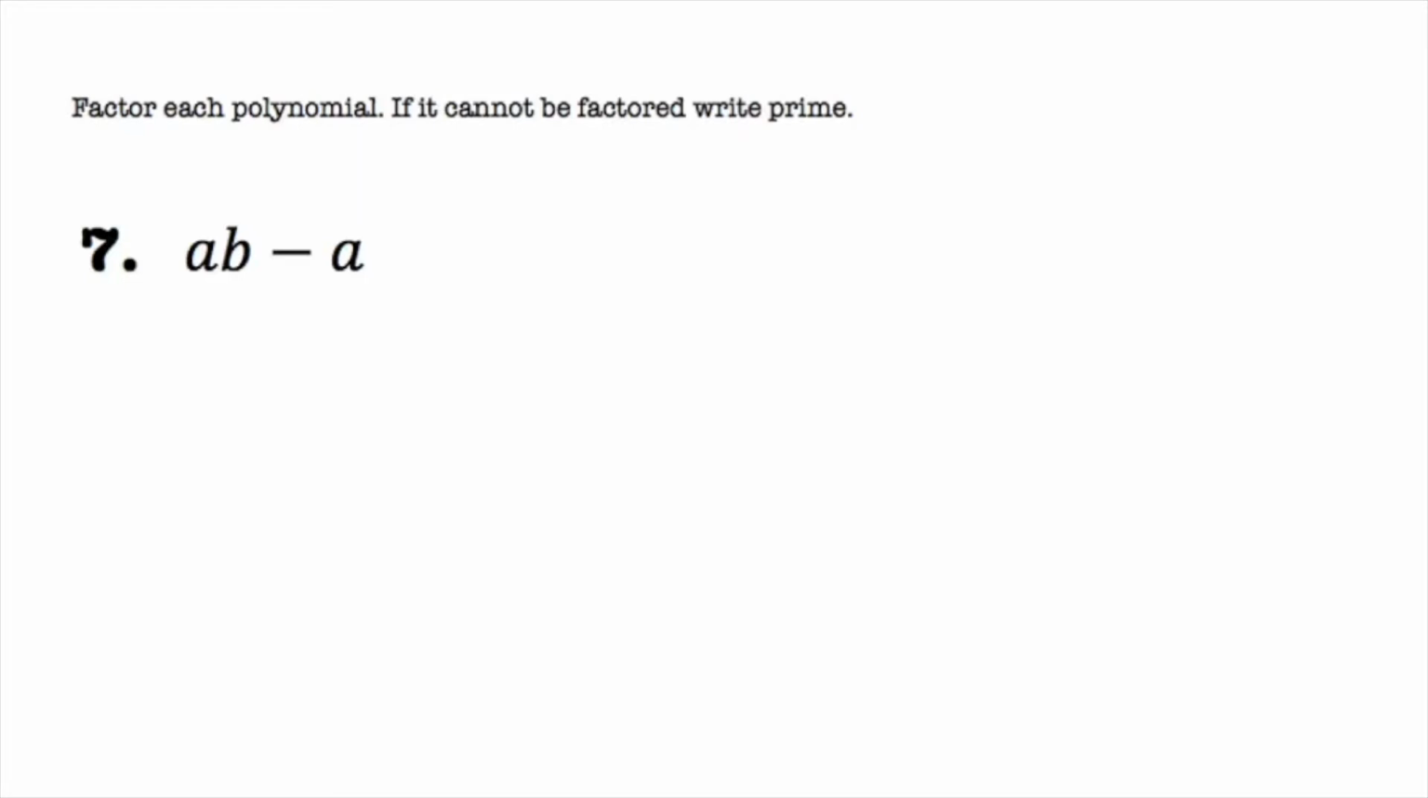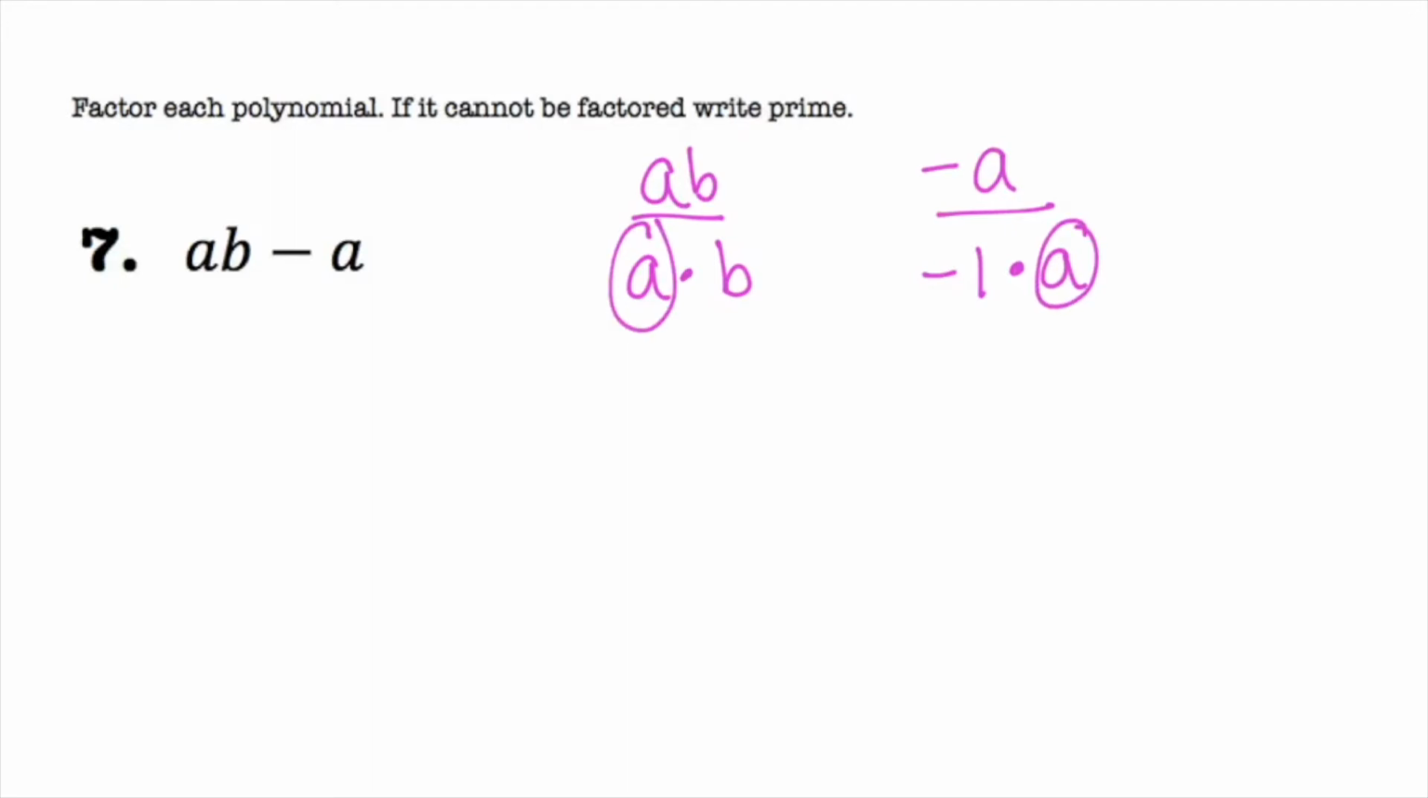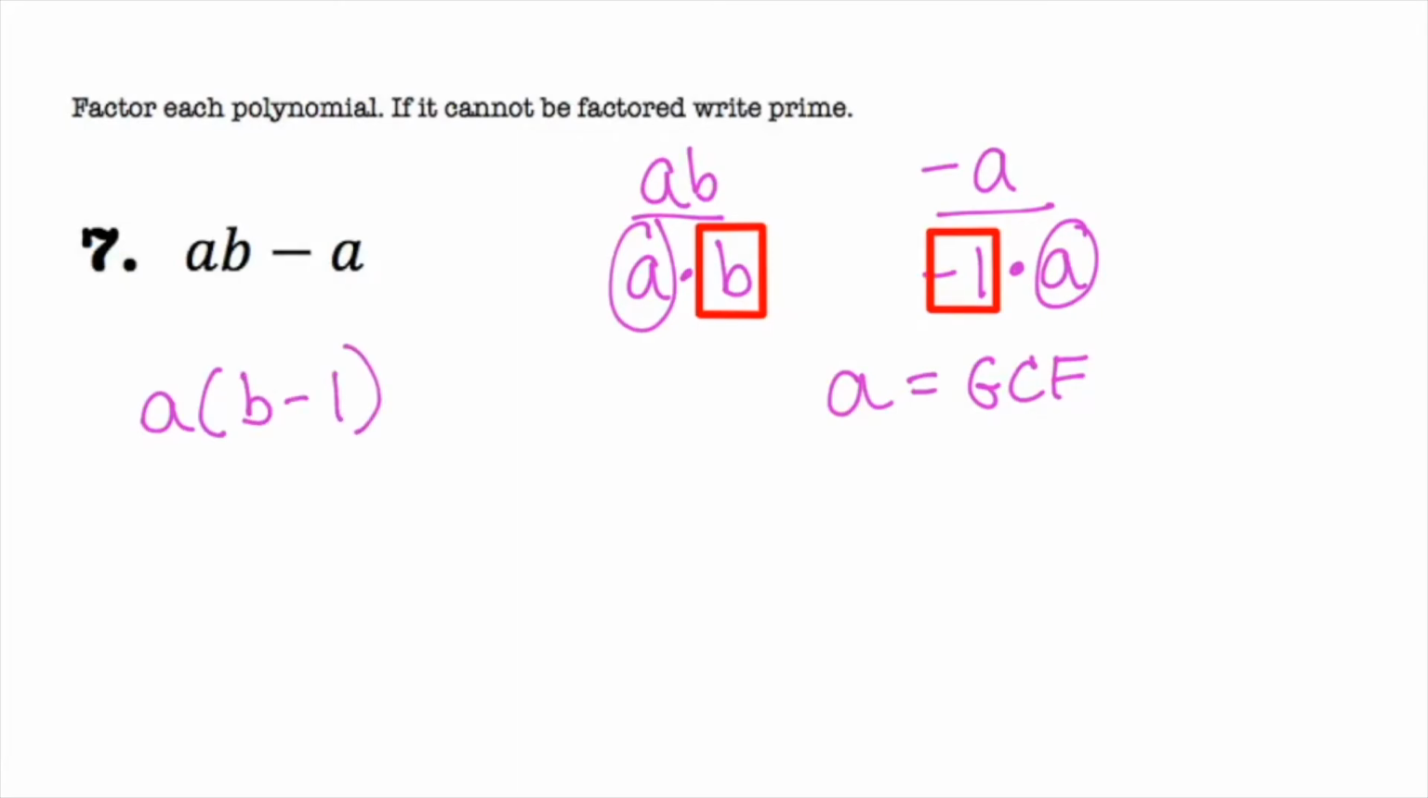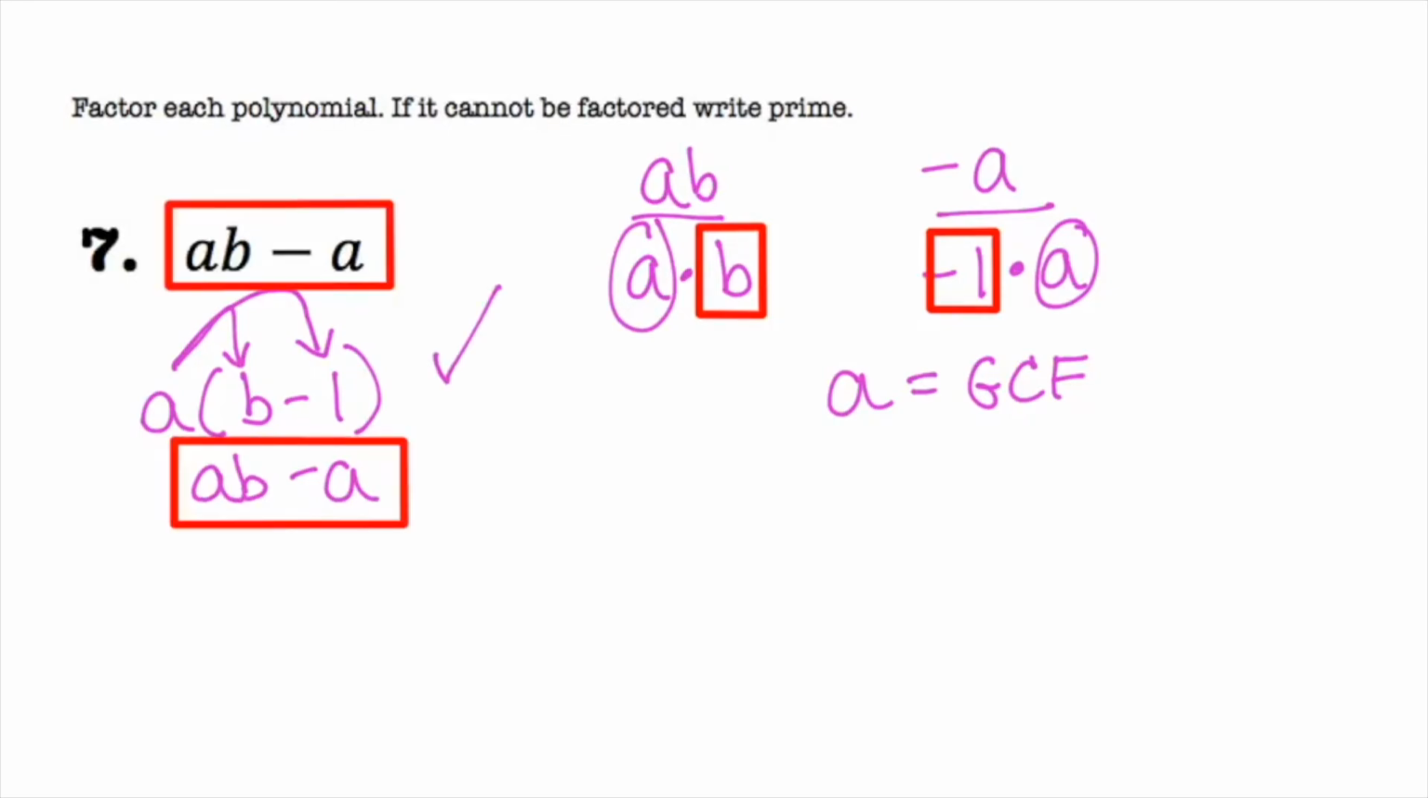All right, so for number 7, we'll find everything that multiplies to be ab and everything that multiplies to be -a. And so that's a times b on the left-hand side and -1 times a on the right-hand side. They both have an a in common, so that's our GCF. Put that out front. Whatever is left over stays on the inside, so b is on the left-hand side and -1 would be on the right-hand side. Let's check our work. A times b does give us ab, and a times -1 does give us -a. And that does match the original question, so we know we have the right answer.